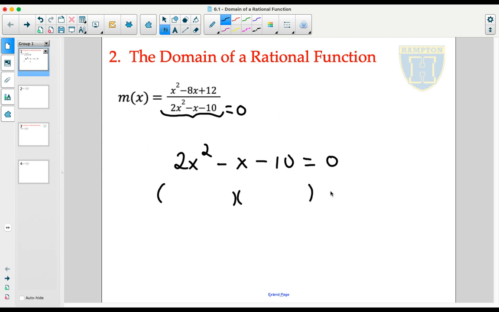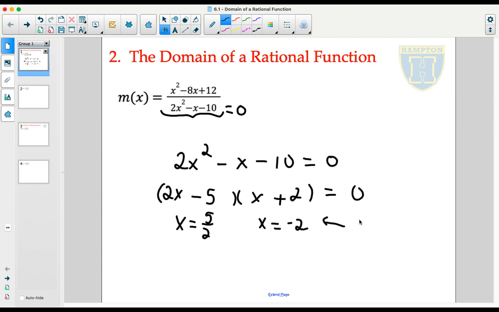The factorization of 2x squared minus x minus 10, and you could do this through the AC method or through trial and error, is 2x minus 5 and x plus 2. From this factorization, we get the two solutions, 5 over 2 and negative 2. These are the two values of x that need to be disqualified and are not in the domain of this function.